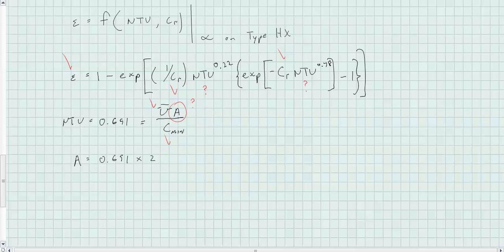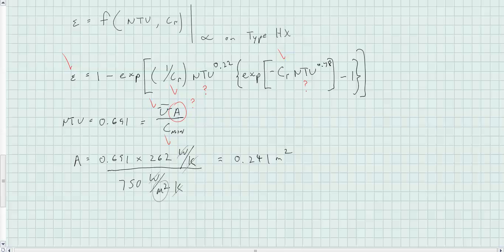times the 262 watt per K divided by 750 watt per meter squared K. Does it work? Let's look at the units. Watts cancel. K cancels. So meters squared come out. The final value for this particular heat exchanger is 0.241 meters squared.